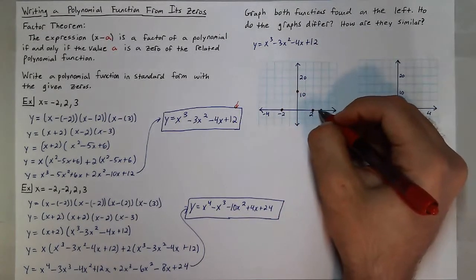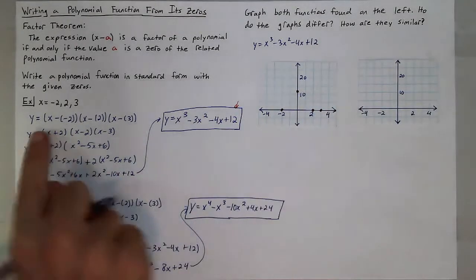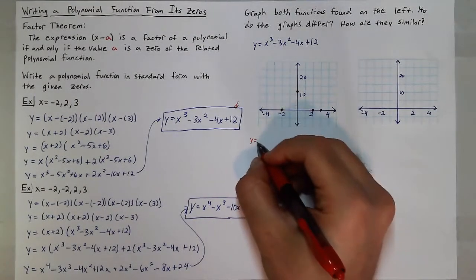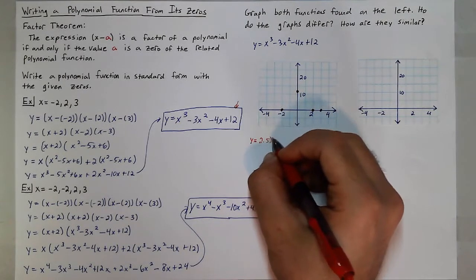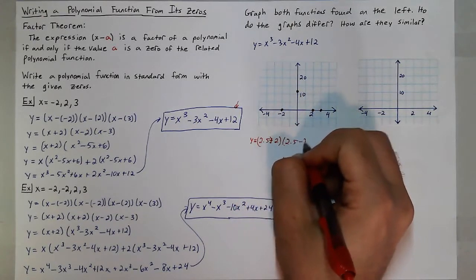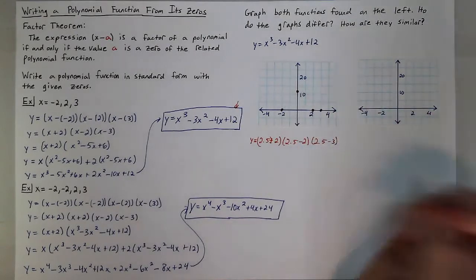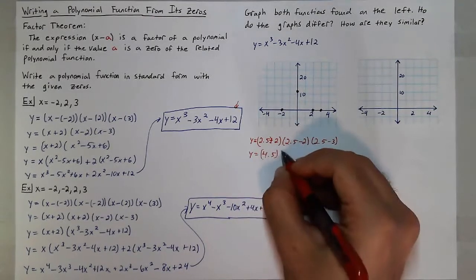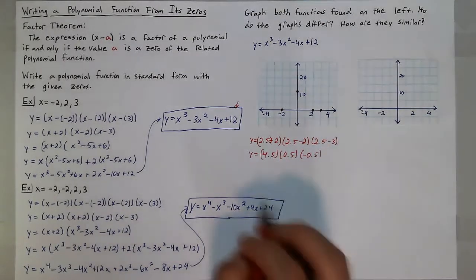And over here, plugging in 2.5 to figure out how low it would dip right there. I'm just going to use the factored form to do this. So y is equal to 2.5 plus 2 times 2.5 minus 2 times 2.5 minus 3, which would give me 4.5 times 0.5 times a negative 0.5.